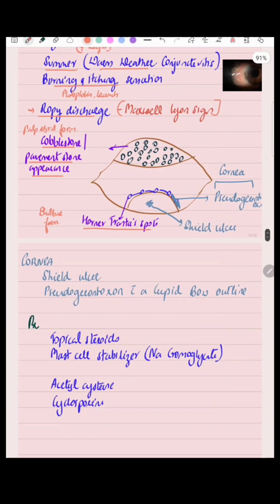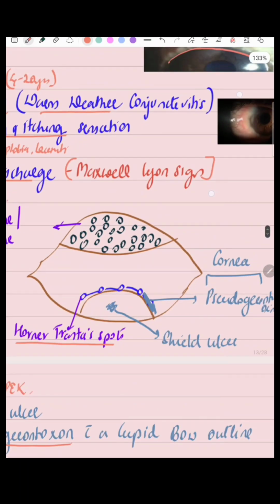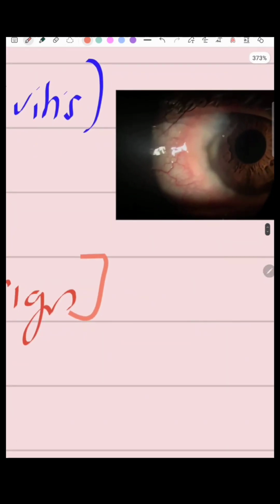Now in cornea, there can be corneal signs, including punctate epithelial keratitis, shield ulcer and pseudogerontoxon with a cupid bow outline. This is a pseudogerontoxon here, and this here is a pseudogerontoxon with a cupid bow outline.